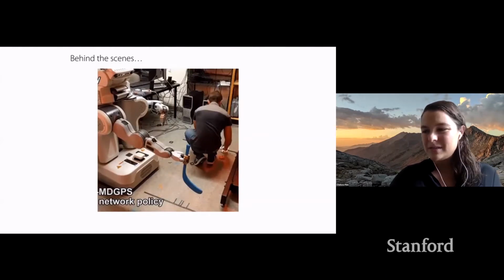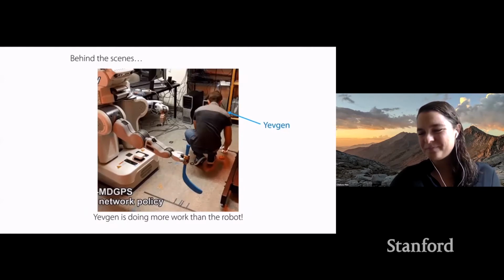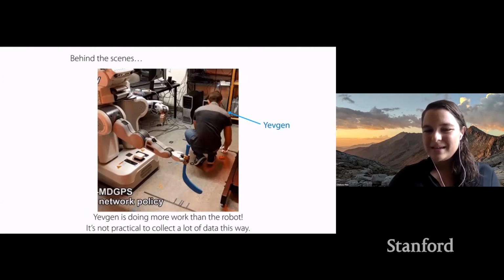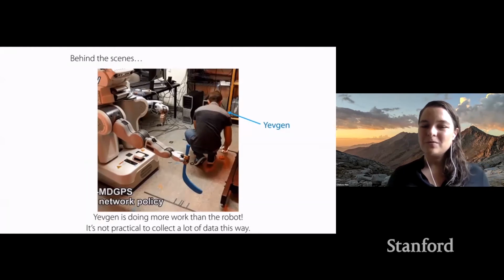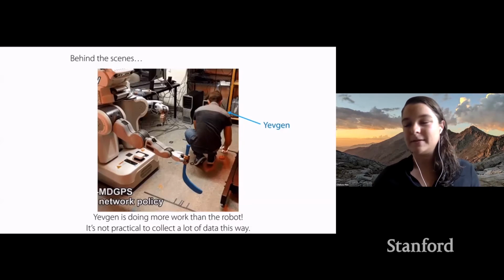And one thing you might notice in this video, this is my friend Yevgen. Yevgen is actually doing more work than the robot is doing in this case. This picture seems a little bit backwards. And perhaps more importantly, it's really not practical to collect a lot of data this way. And so if we want to instead build more general purpose robots, we may need to rethink the way that we're collecting data and training these models.